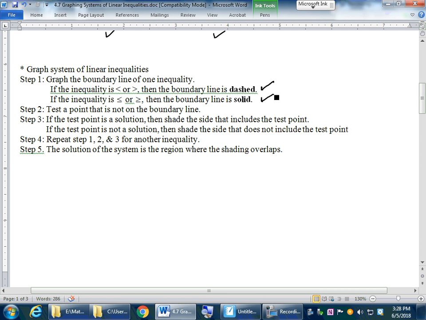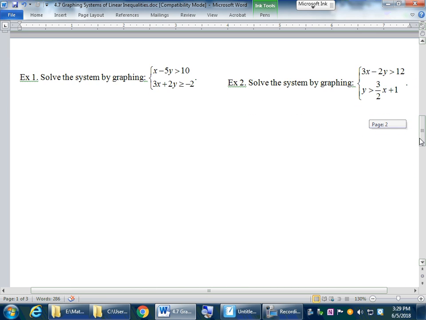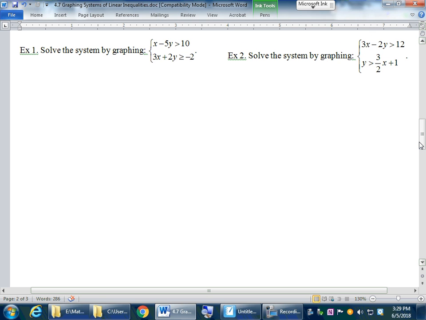As usual, we're going to first draw the boundary line and then test a point that is not on the boundary line to see which side is the solution. We're going to have to do it twice because we have a system, two inequalities. So let's take a look at example number 1.